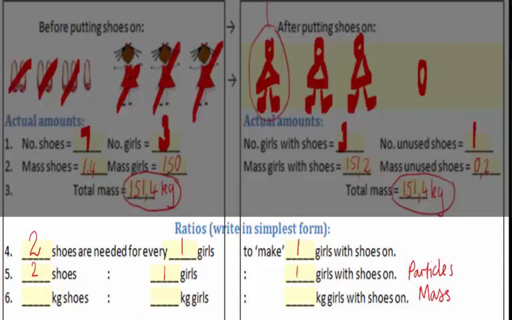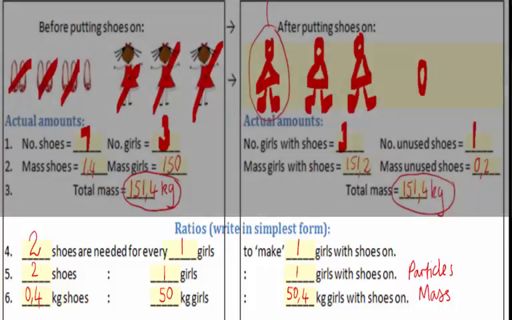2 shoes has a mass of 0,4 kilograms. 1 girl has a mass of 50 kilograms. And 1 girl with shoes on has a mass of 50,4 kilograms. So this is now the mass ratio in which these girls and shoes react. 0,4 kilograms of shoes is to 50 kilograms of girls is to 50,4 kilograms of girls with shoes on.